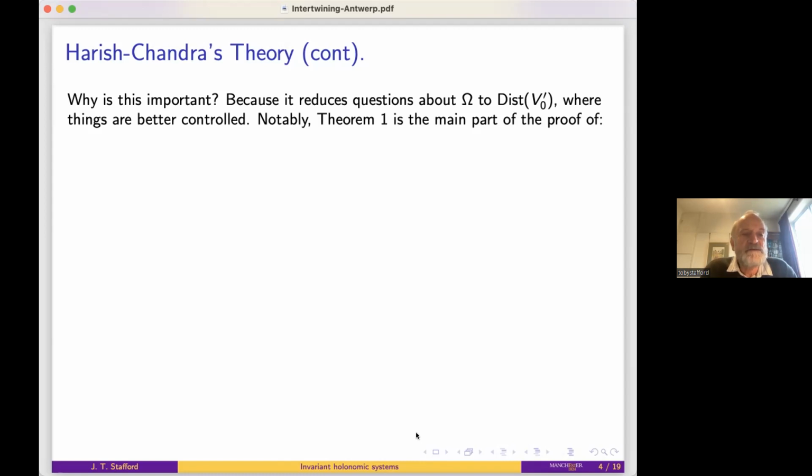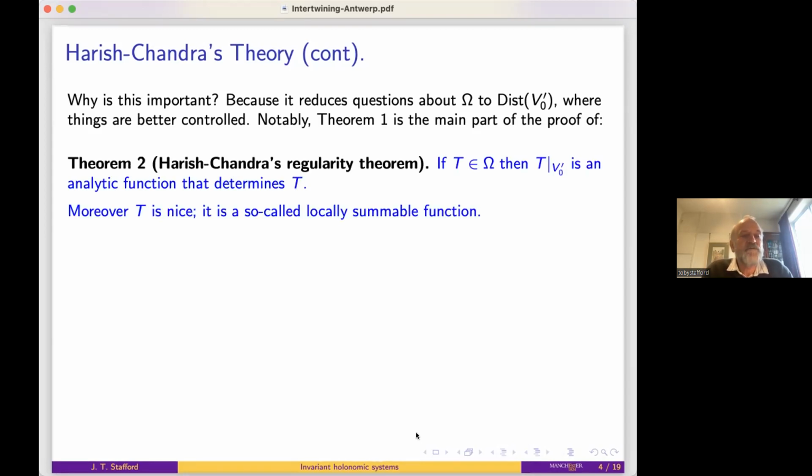In particular, this theorem 1 is the main part of the proof of his regularity theorem, which says the following. It has 3 parts. We take one of these invariant eigendistributions, we restrict to the regular semi-simple part, then that's an analytic function. We're told that analytically that's not such a hard theorem to prove. And the key point of theorem 1 is that that uniquely determines T. And once you know that, you can actually prove that T is a nice distribution, a so-called locally summable function.